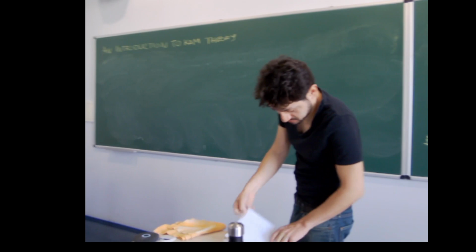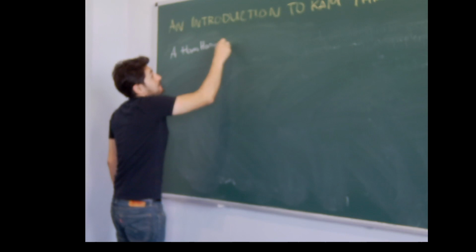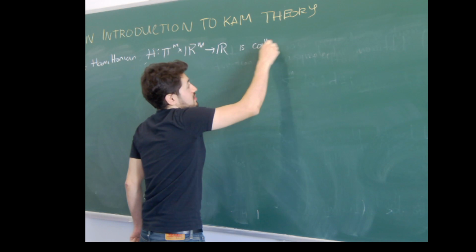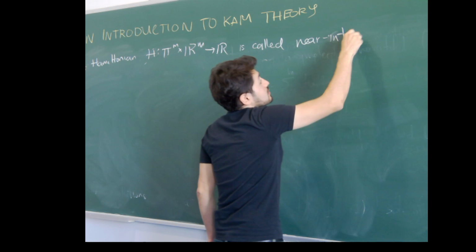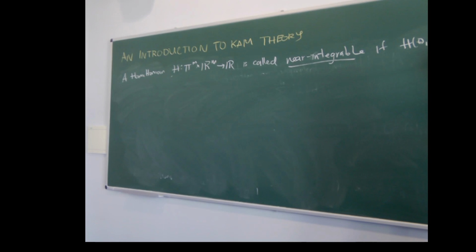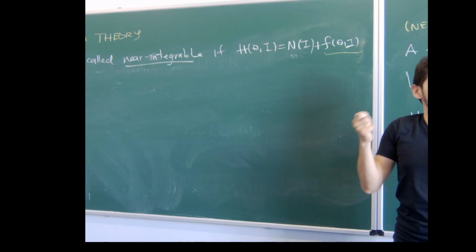So say that a Hamiltonian H always lives in this manifold. Say that this is near integrable if I can write it in this form. At the beginning this will be a little bit vague, so I want to think of it as some integrable thing plus some small perturbation. Of course, when I just put it like this, everything can be written in this form, but I'm always thinking of this as some small perturbation in some norm. This is what I mean by near integrable.